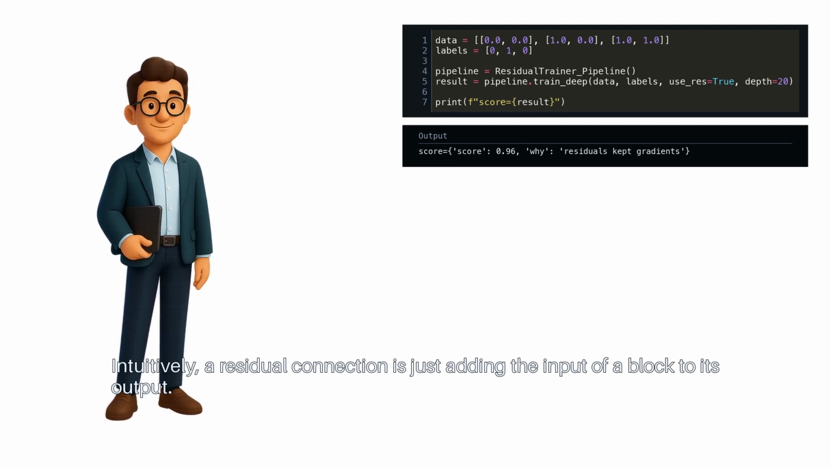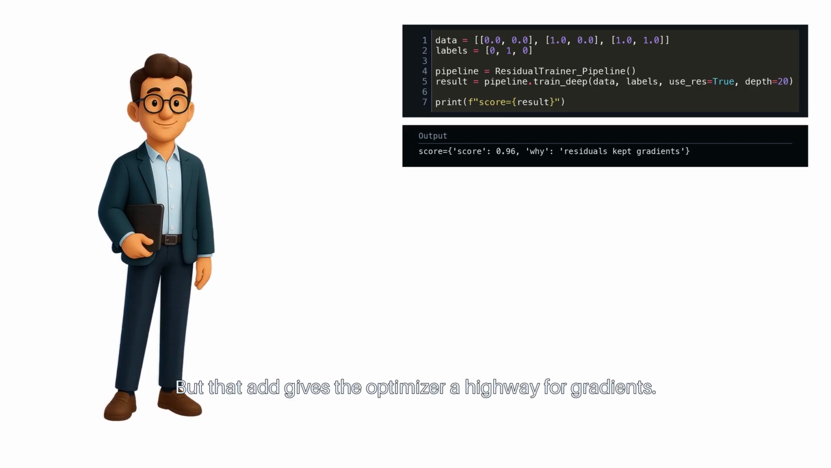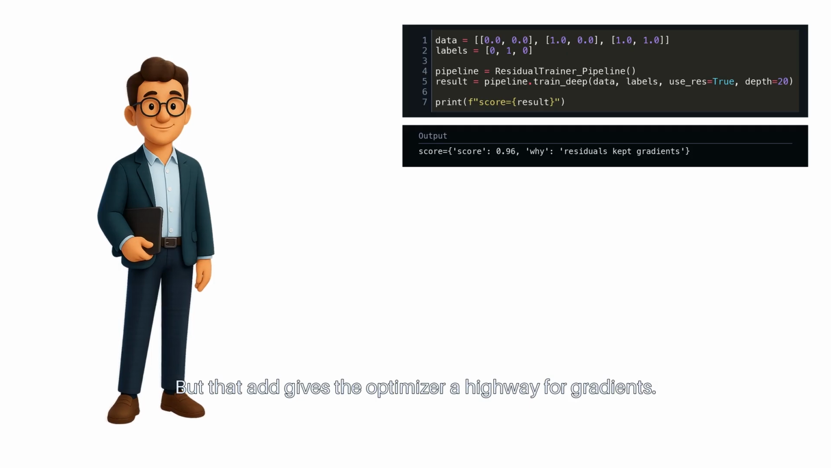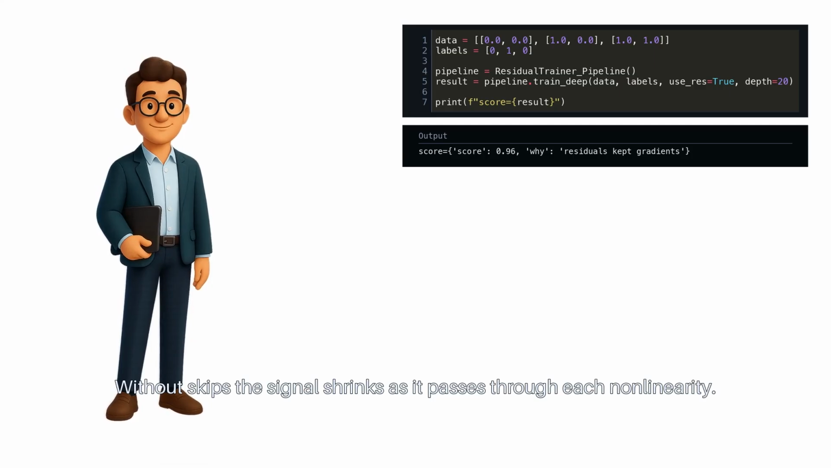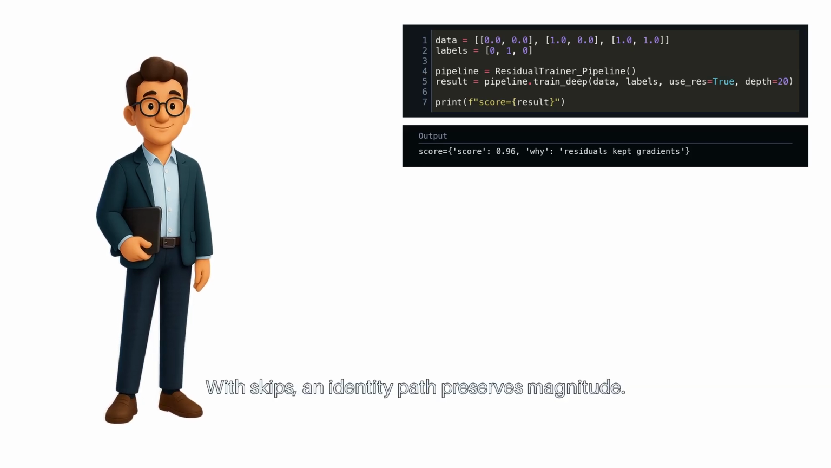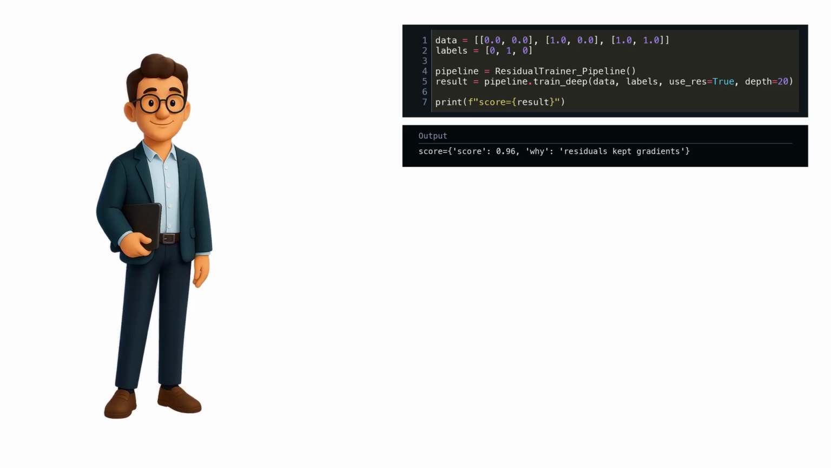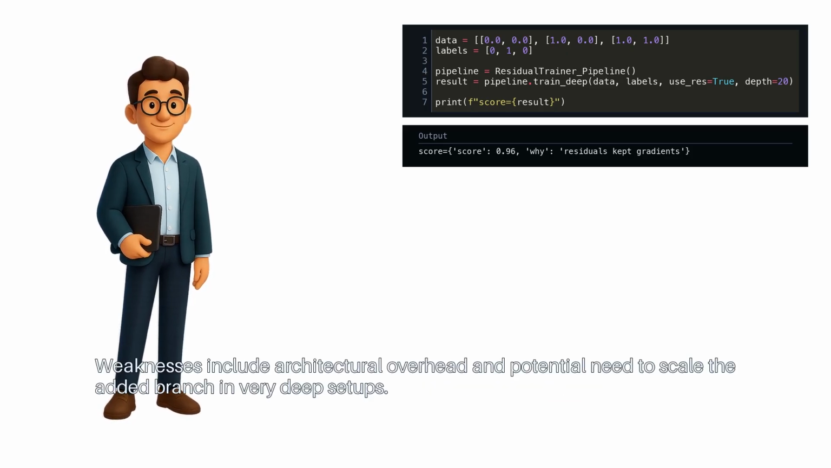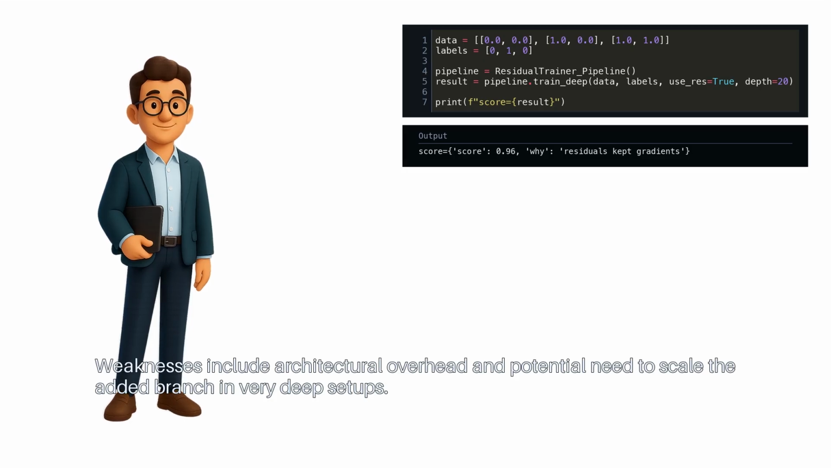Intuitively, a residual connection is just adding the input of a block to its output. That sounds small, but that add gives the optimizer a highway for gradients. Imagine you stack many blocks. Without skips, the signal shrinks as it passes through each non-linearity. With skips, an identity path preserves magnitude. Strengths are stability and deeper capacity. Weaknesses include architectural overhead and potential need to scale the added branch in very deep setups.